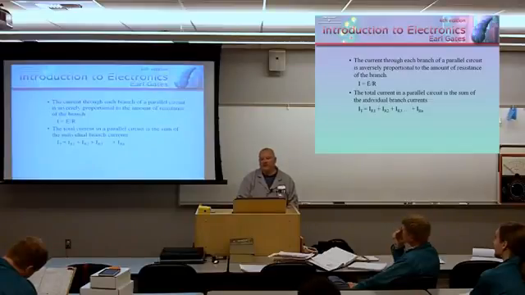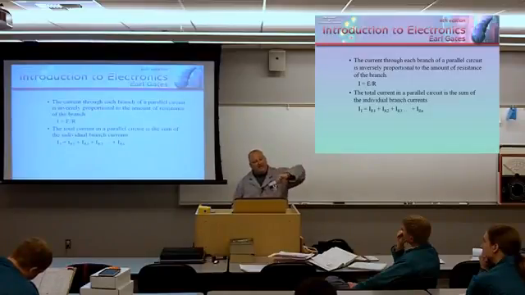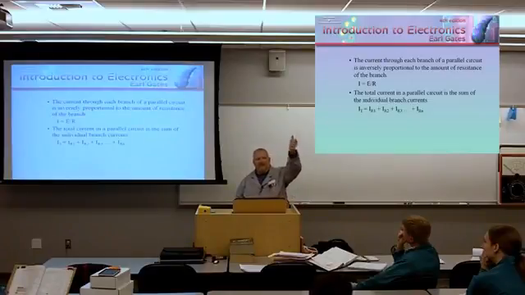The current through each branch of a parallel circuit is inversely proportional to the amount of resistance of the branch. I is equal to E over R. Because R is on the bottom of the slash, whatever we do to R is going to have an opposite effect on I. We call that an inverse proportional relationship. So if resistance increases, current decreases.